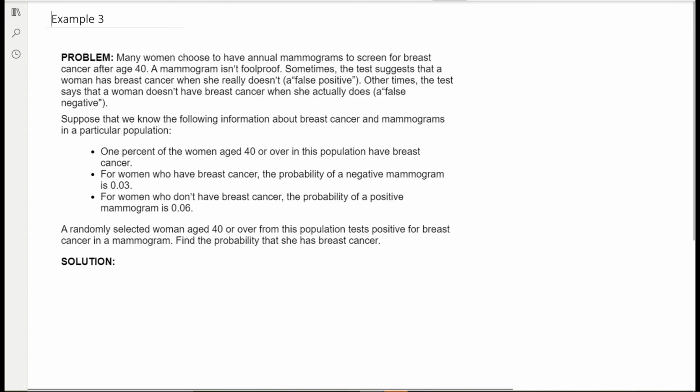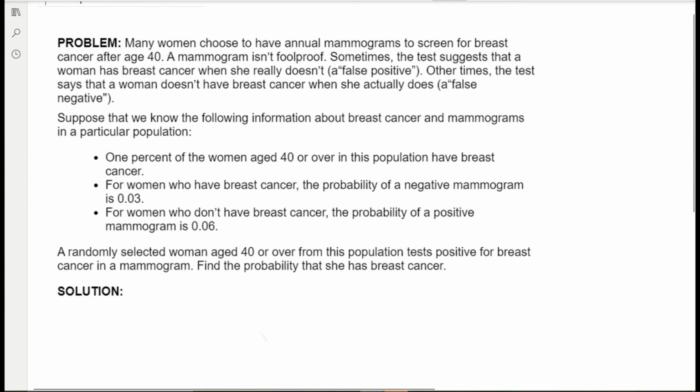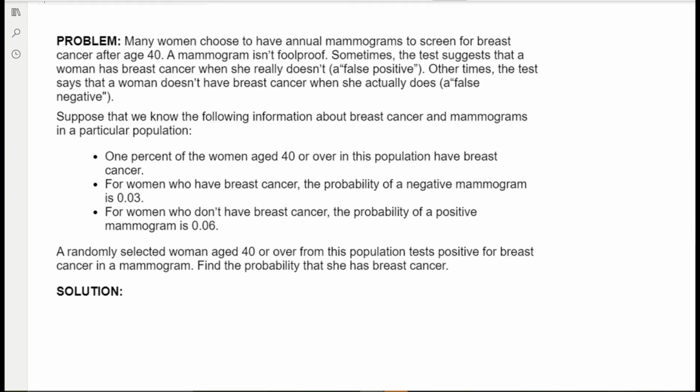All right, so let's look at the next problem, example 3. Many women choose to have annual mammograms to screen for breast cancer after age 40. A mammogram isn't foolproof, however. Sometimes the test suggests that a woman has breast cancer when she really doesn't, which is called a false positive. Other times, the test says that a woman doesn't have breast cancer when she actually does, which is a false negative.